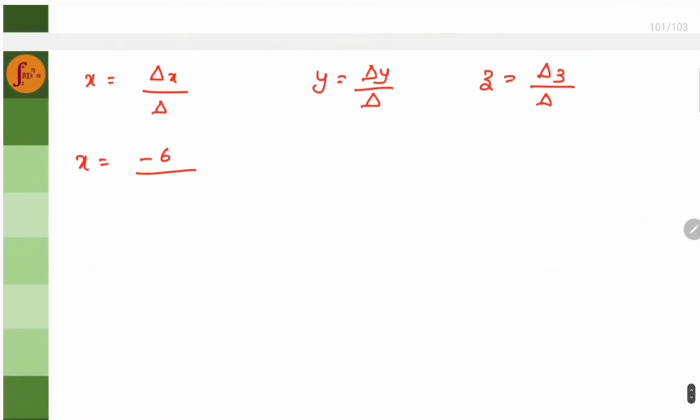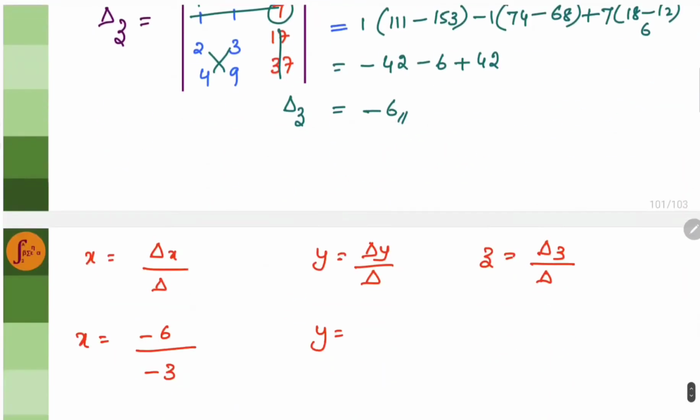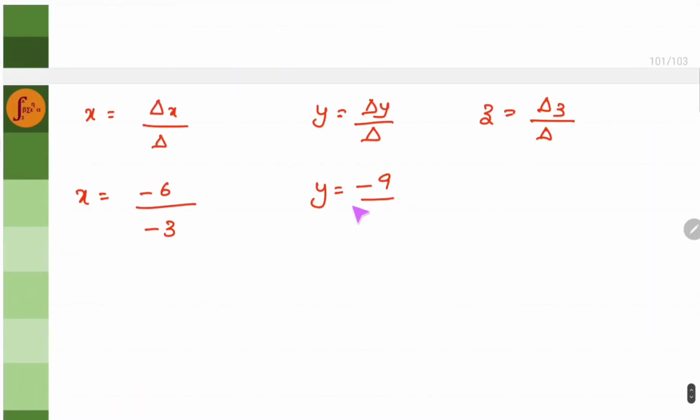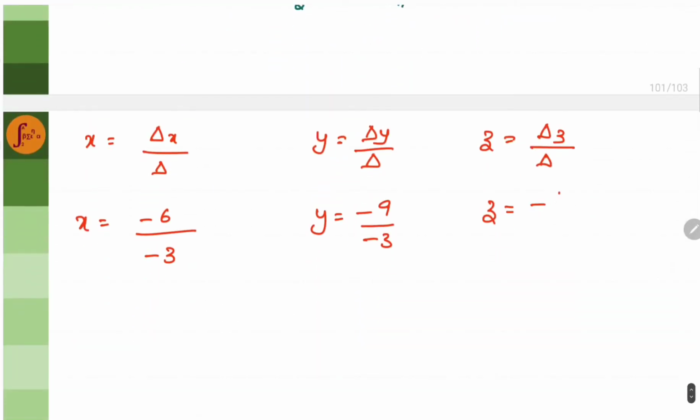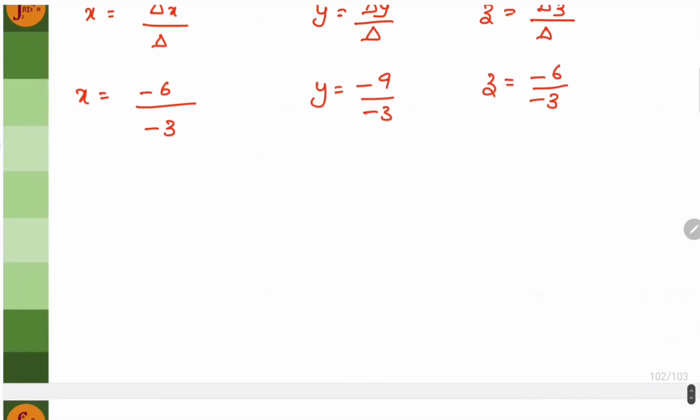Minus 3. What was y? What was the determinant of y? Minus 9 by minus 3, and z is the determinant of z, which is minus 6 by minus 3. So the denominators are going to be the same, which is the determinant, right? Now x is equal to 2, y is equal to 3, z is equal to 2. So these are the values for x, y, z.